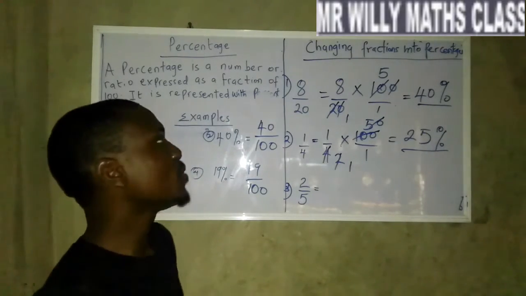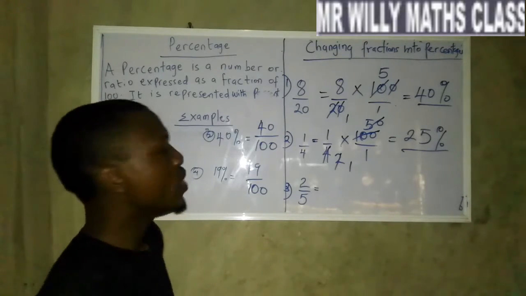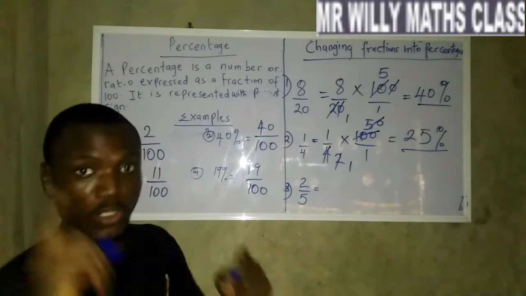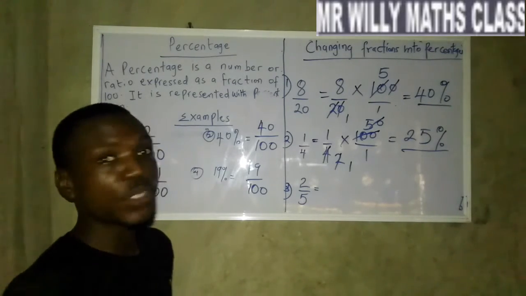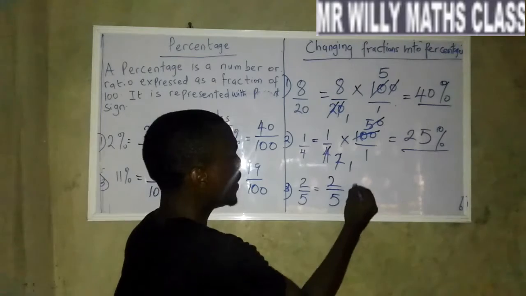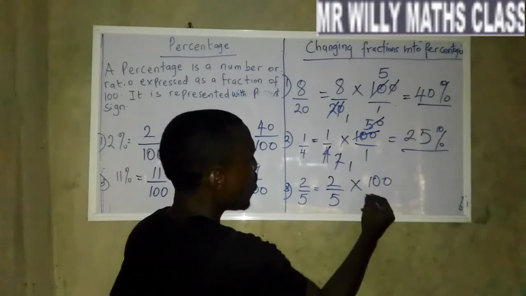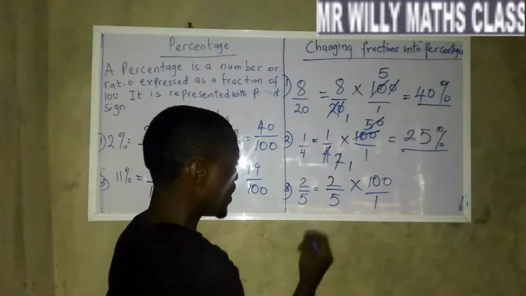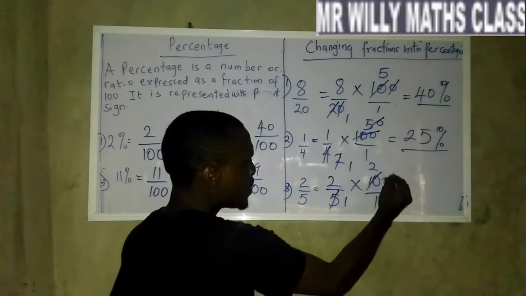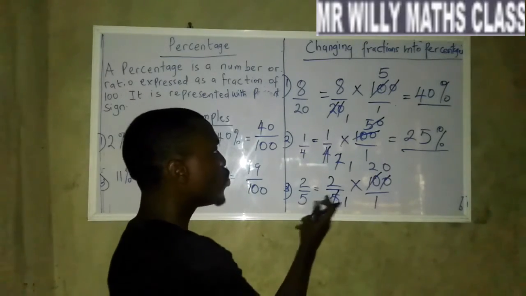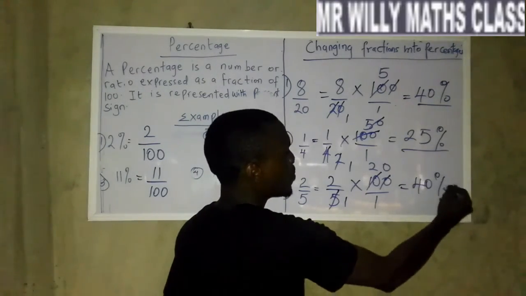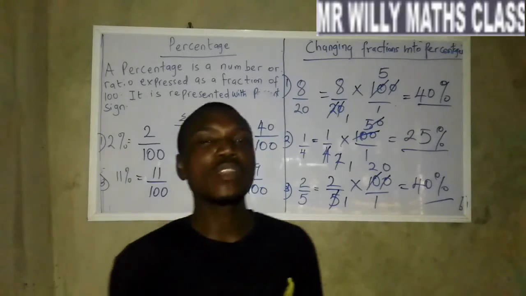Now, the last question for today's class, we have 2 over 5. Once we convert 2 over 5 into a percentage, how do we do that? Just one step. Multiply by 100. After multiplying by 100, you break it down. Now let's do it together. That is 2 over 5 times 100 over 1. The next thing is you break it down. Now 5 will go in 5, 1. And how many 5s can you see in 100? That will be 20. Then you multiply together. That's 2 times 20. 2 times 20 is what? That's 40%.